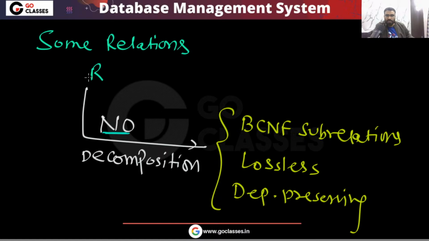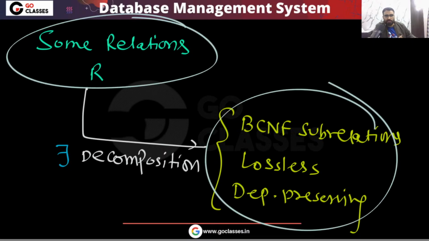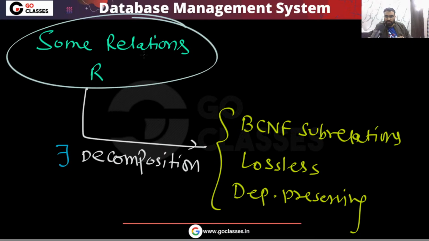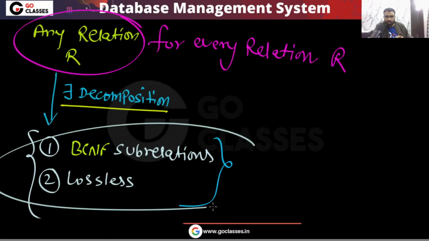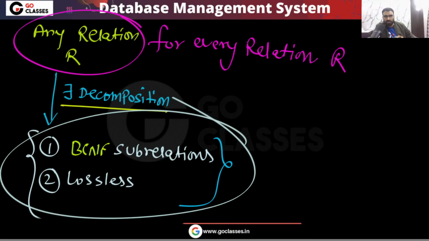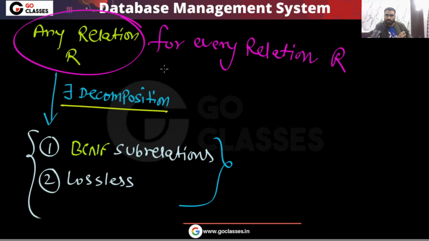But remember, for some relations you can get them. When I say some relations have no such decomposition, then other relations have. So for some relations you can get all these three properties, and for some relations you cannot. But if you want just BCNF and lossless, that is always possible. For every relation there exists a decomposition which will give you these two properties.